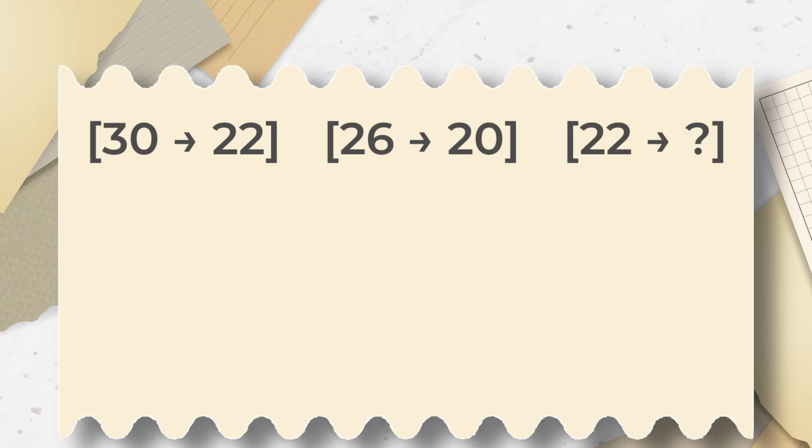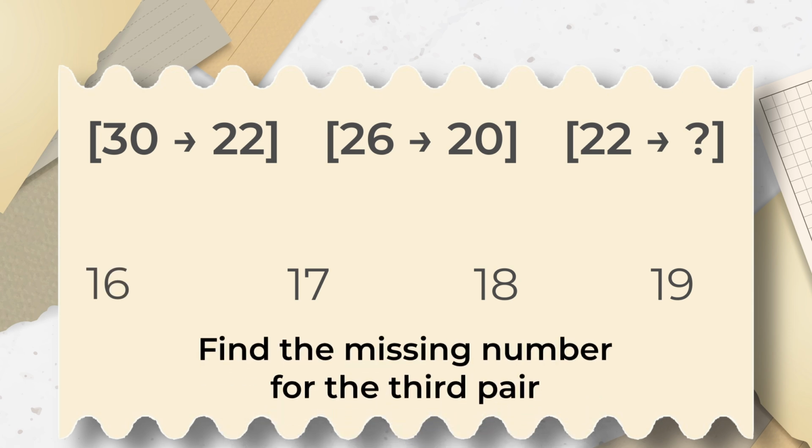The question provides 2 pairs of numbers with a certain mathematical connection and another number that shares that connection with one of the answer choices. Find the missing number for the 3rd pair.